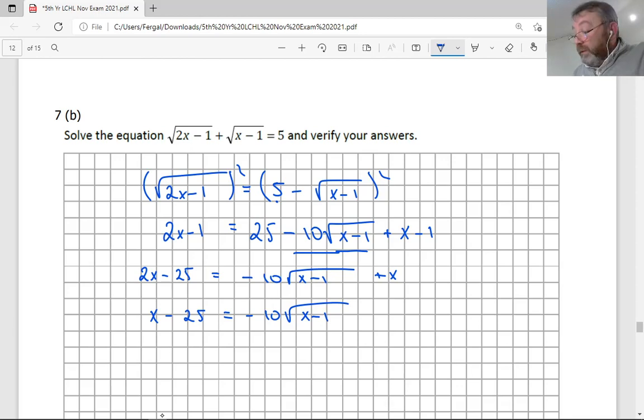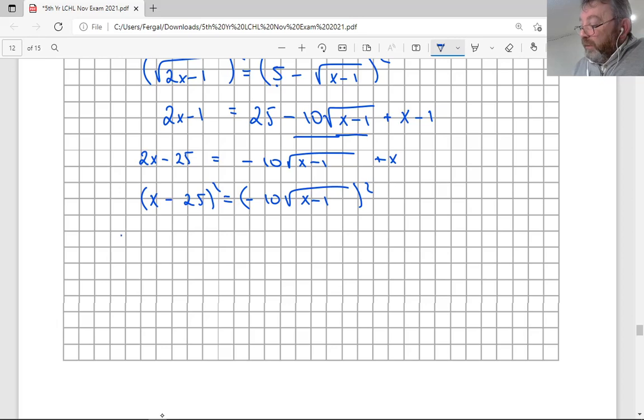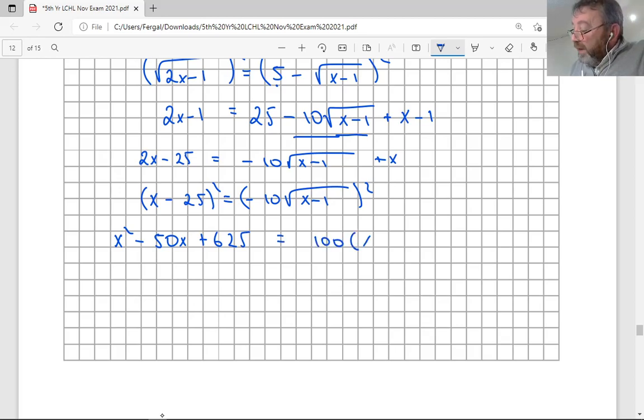And the next thing I do is I square again. So I square the left hand side and I square the right hand side, because when there's two surds you're going to square twice anyway. Square this binomial: x squared minus 50x plus 625 is equal to 100 times x minus 1, because you're squaring the minus 10, which is 100, and you're squaring the root, which is x minus 1. So I get x squared minus 50x plus 625 is equal to 100x minus 100.